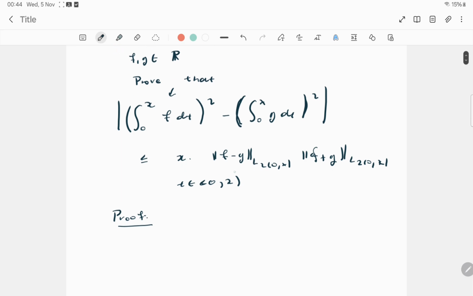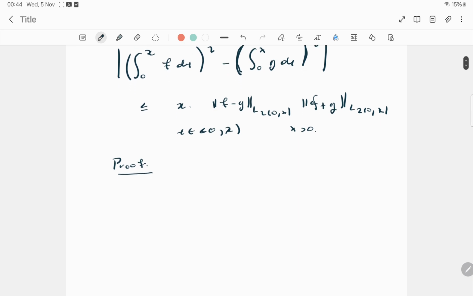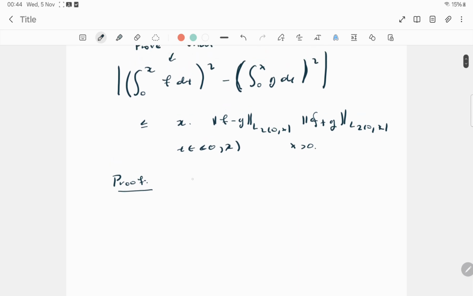times the L2 norm of f minus g, times the L2 norm of f plus g, where t belongs to the domain 0 to x and x is strictly bigger than 0. So we start from this quantity with the integrals inside.